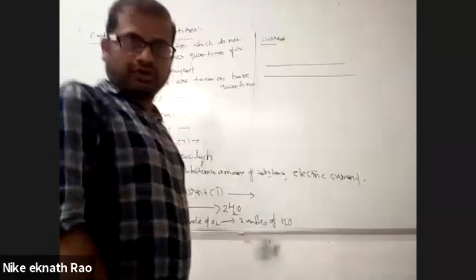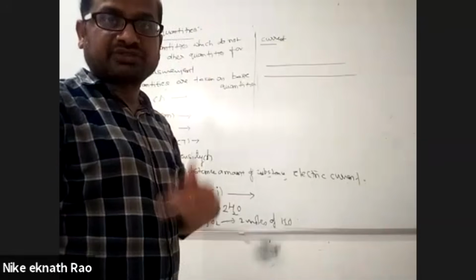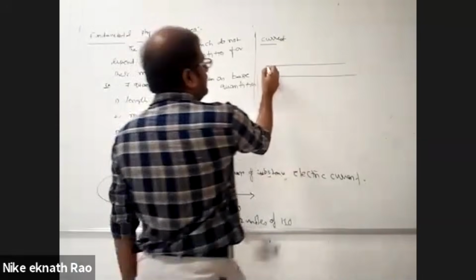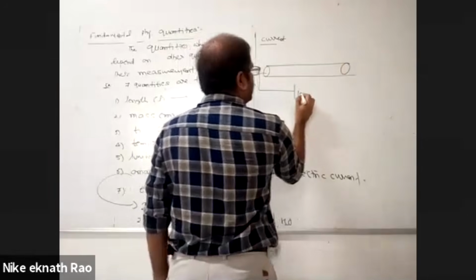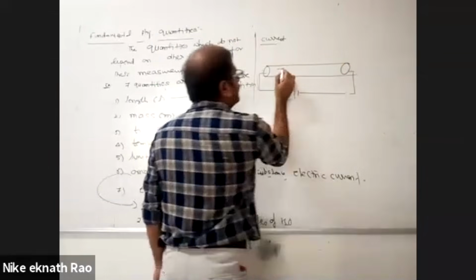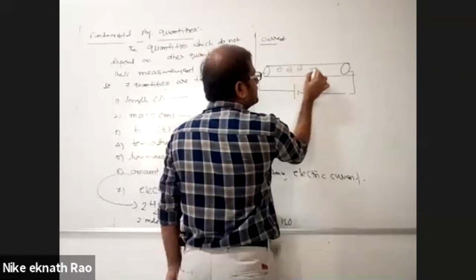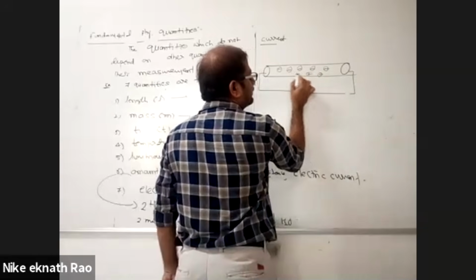Electrons. Cross section of a conductor. We have a large number of valence electrons. When you apply some potential difference across the ends of the conductor, what happens? All metals have a large number of this kind of free electrons.